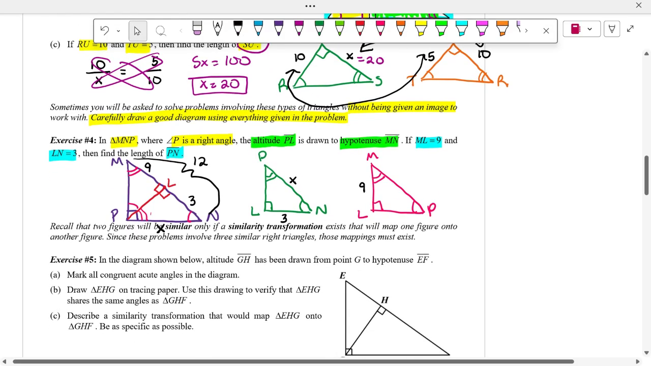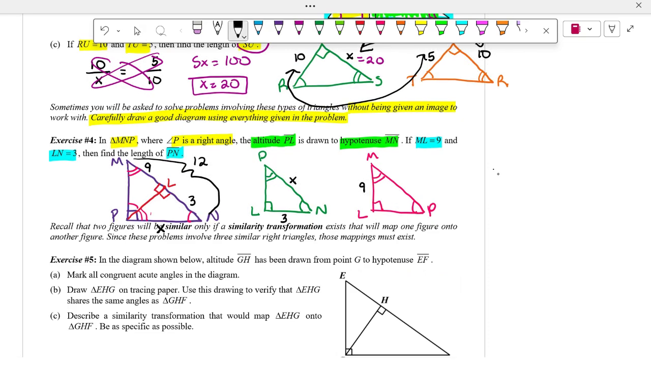So how would I set up my proportion? So 12 over x, because 12 and the x are corresponding, I should say. And it's equal to x over 3, because PN and LN are corresponding. Square root it, it'll be x squared is equal to 36. What's the square root of 36? 6.